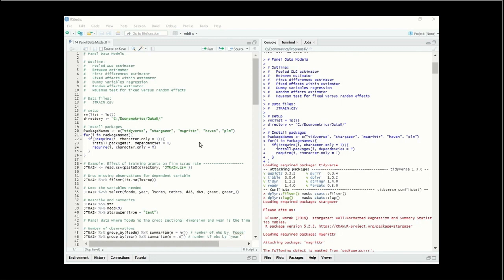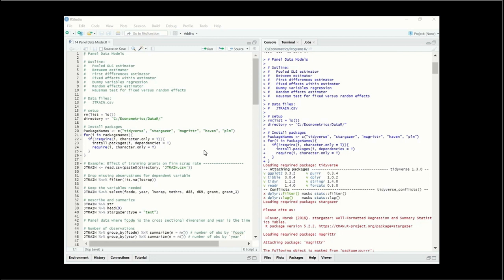So today we will talk about different panel data models, including the pooled OLS estimator, the between estimator, the first differences estimator, the fixed effects within estimator, the dummy variables regression, the random effects estimator, and the Hausman test for fixed versus random effects. For this, we would need the following packages that we're going to be using.